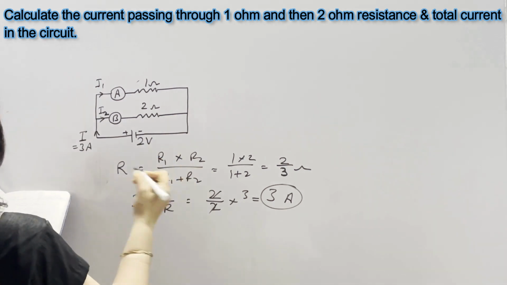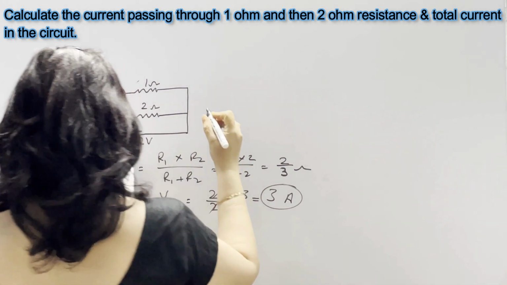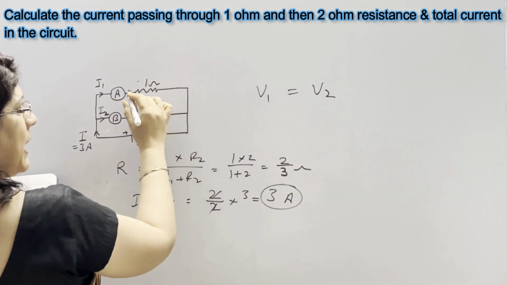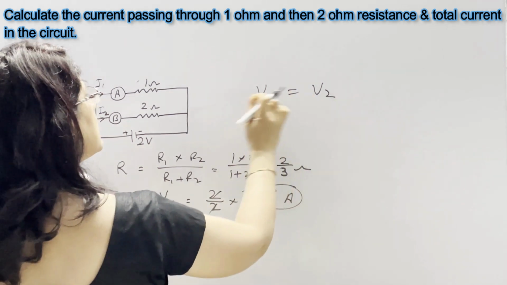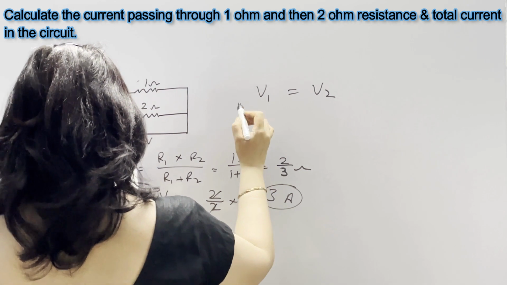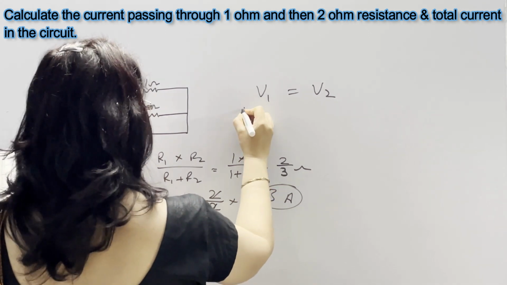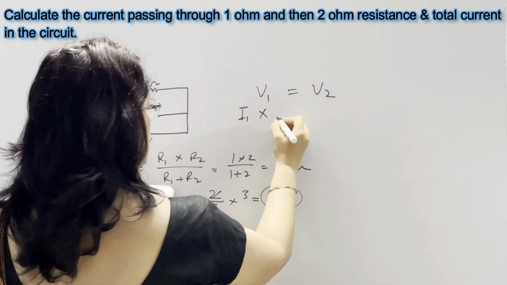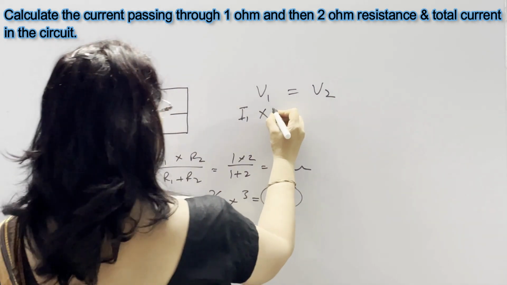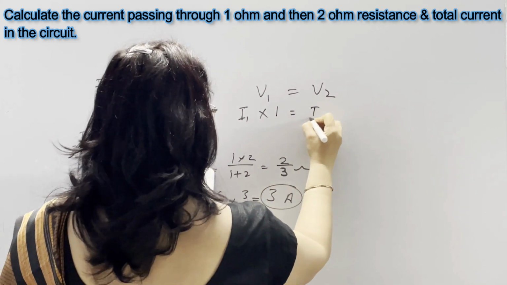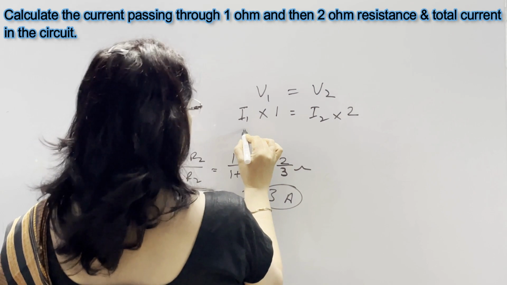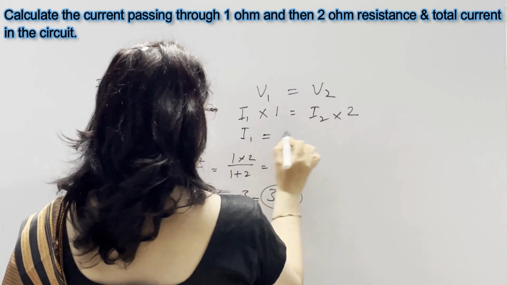Now the second method of calculation for these types of questions: V1 is equal to V2. We know that these are connected in parallel. In parallel combination, the potential difference in these two branches remains the same. So V1 is equal to V2. So I1 into the value of the resistance in this branch, which is 1, is equal to I2 into the second resistance, which is 2. So now I1 is equal to 2 I2.